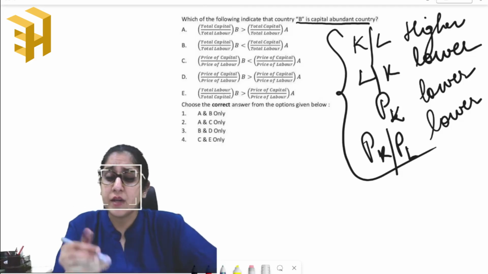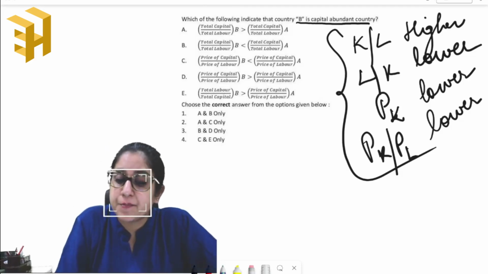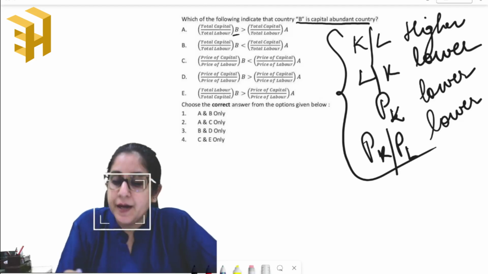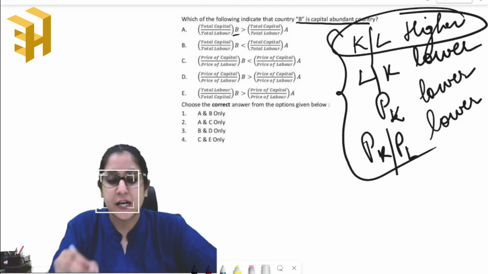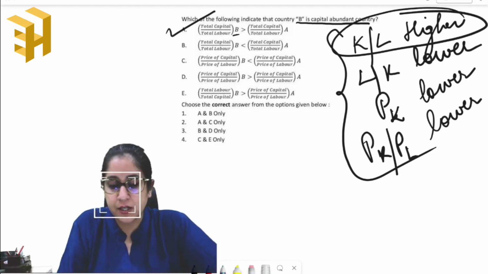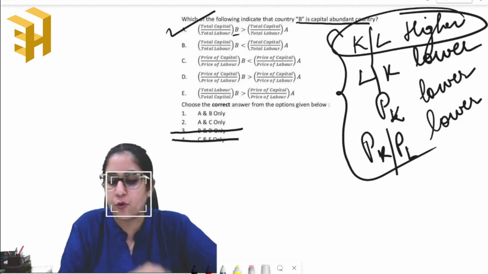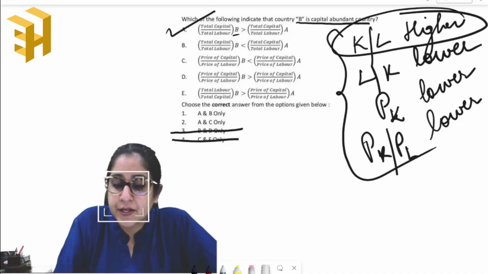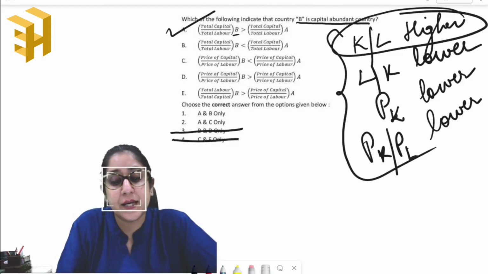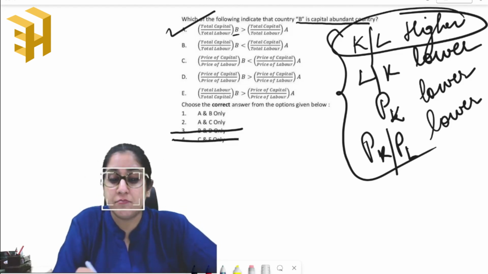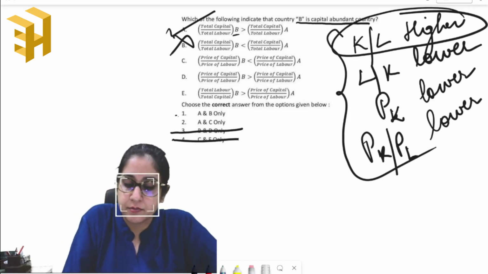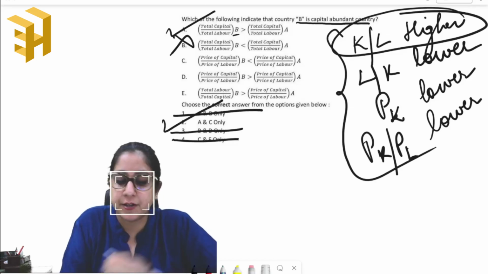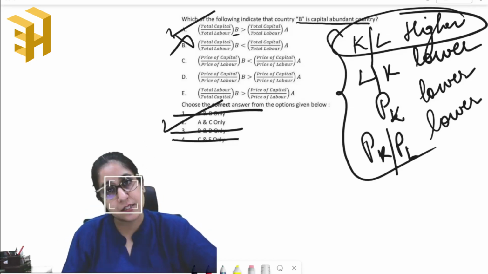Let's move on. Statement A. Total capital upon total labor for B is more than capital labor ratio for A. That is true. That's what we said here, isn't it? So this statement is true. With this, we can strike out 3 and 4. Then capital labor ratio for B is less than capital labor ratio for A. Not at all. Just the opposite of A they are saying. So option 1 can be struck out. So we are left with the second option, which is the right answer.